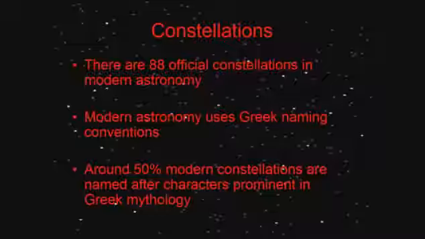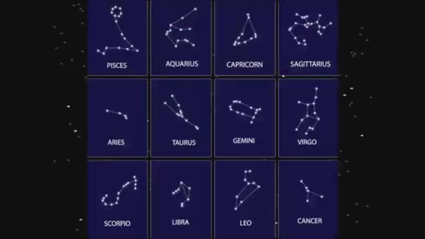And that means that a lot of the southern hemisphere constellations have more modern names than the northern hemisphere, which are predominantly Greek. So here's just examples of constellations. So here's Pisces, here's Aquarius, the water carrier, Capricorn, the goat, Gemini, Taurus, the bull, Libra, Scorpio, Cancer, Leo. Just so you can get an idea of what these things look like.